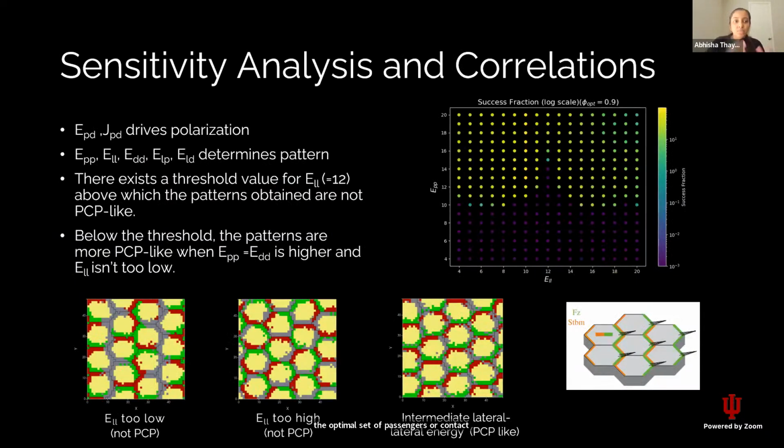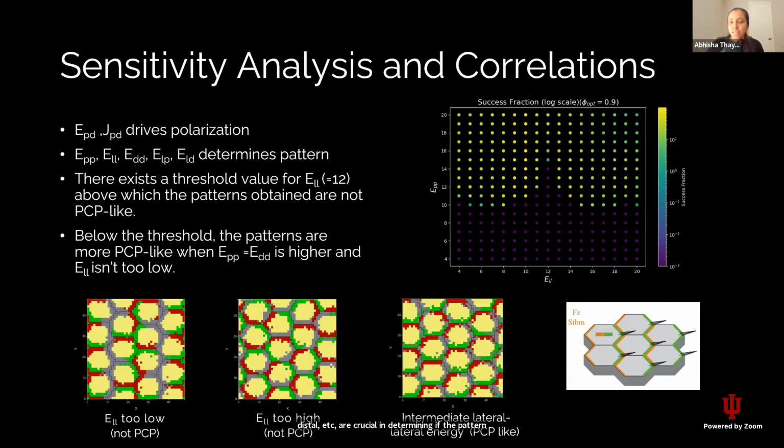Along with sensitivity analysis, we tried to understand correlations between different parameters, and we found that the proximal-distal contact energies, both internal and external, are crucial in driving polarization of the system. Other contact energies like proximal-lateral, distal-lateral, etc. are crucial in determining if the pattern is PCP or not.